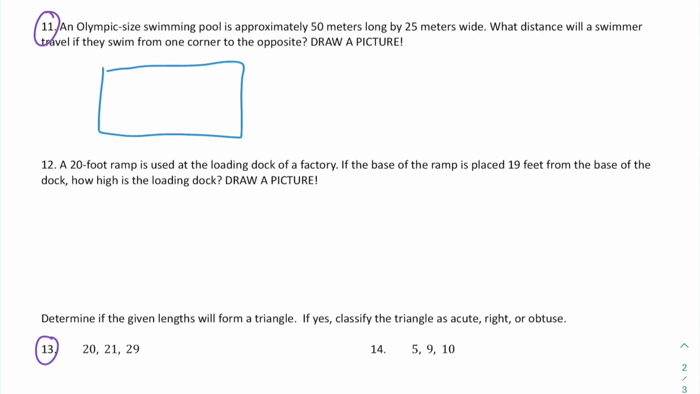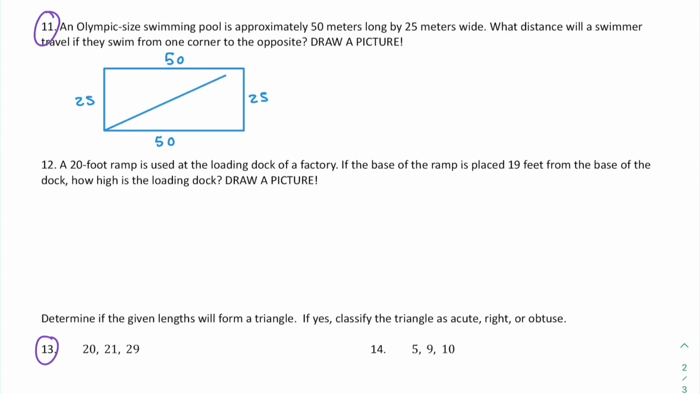I can draw a pretty nice little rectangle because I'm on Notability. You guys can do your best. And it's 50 meters long, so it's 50 on both of these sides. And then the other sides are 25. So I'm going to write that in. So if somebody is swimming diagonally across this, how far would they swim? So that's going to be our x value. That's what we're looking for.